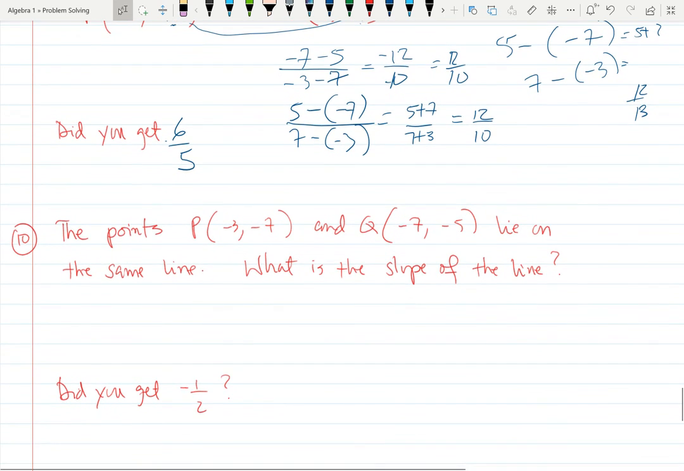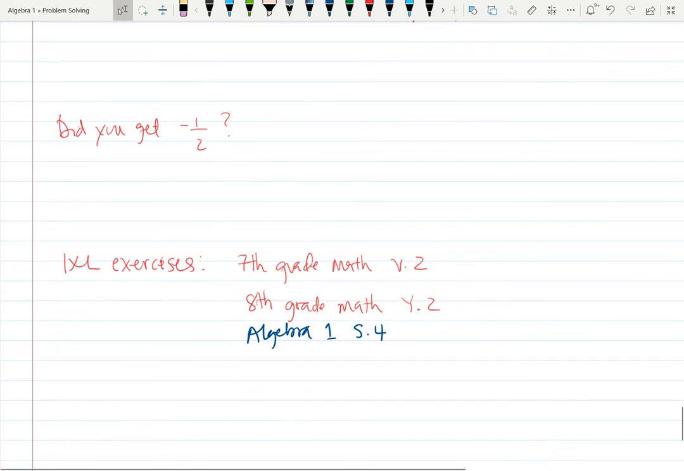Don't make a mistake. Further exercises for you and unlimited practice over here in IXL. These are the sections you go and practice.